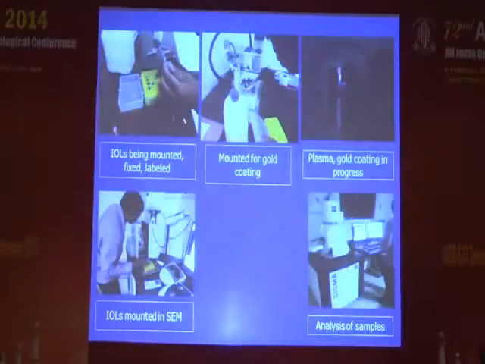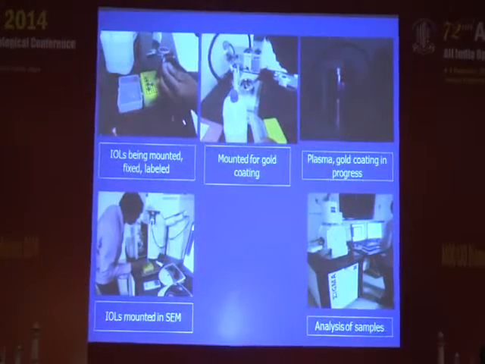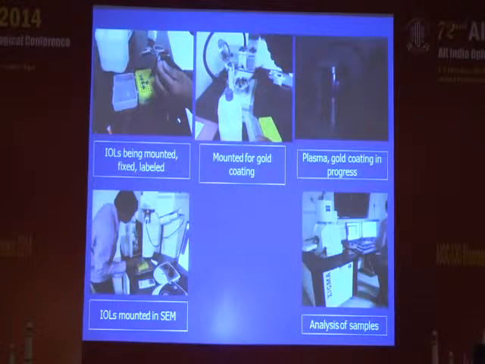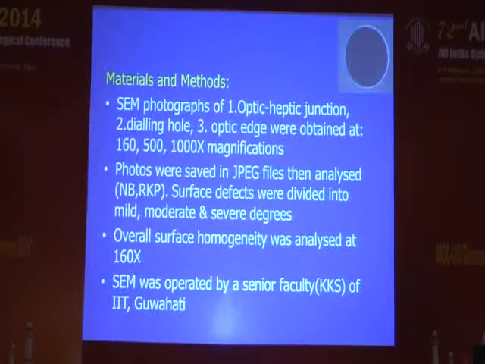IOLs were removed from the package carefully, then mounted on the mount, then fixed with glue, then leveled. After the mount, they were sent for gold coating. Here there is plasma formation and gold coating is in progress. After the gold coating, it is mounted under the electron gun in the SEM and the IOLs are ready for study. SEM photographs of optic haptic junctions, dialing hole, and optic edge were obtained at 160, 500, and 1000x magnifications. Images were saved in JPEG files and then studied individually.